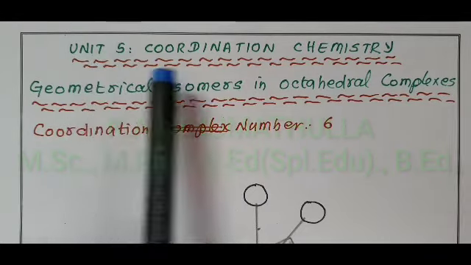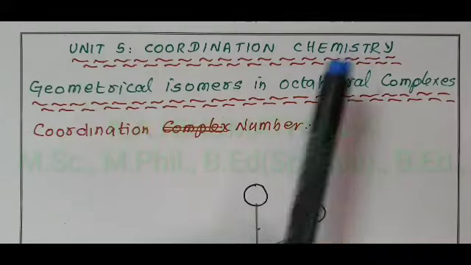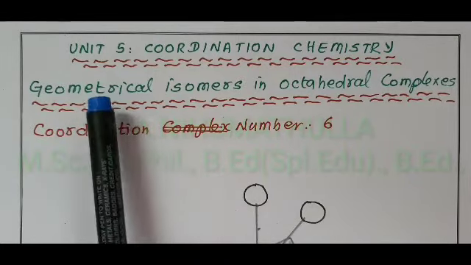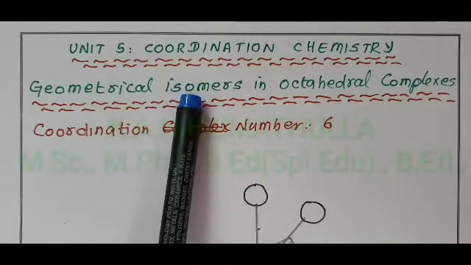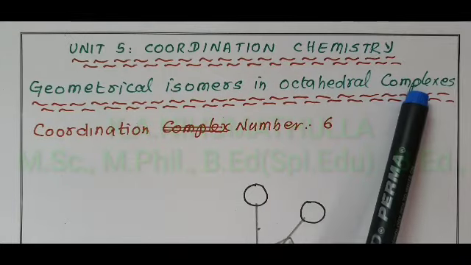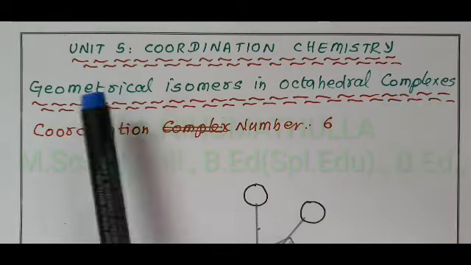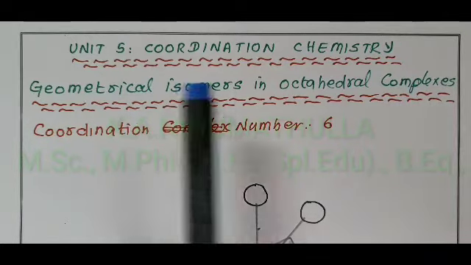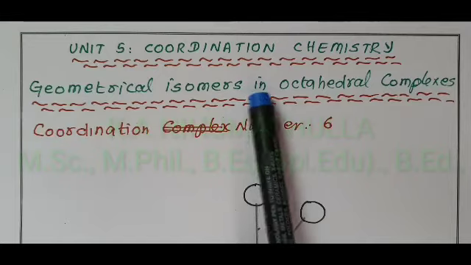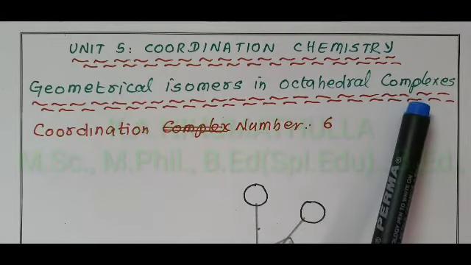Unit 5 Coordination Chemistry. Geometrical isomers in octahedral complexes. In the previous video, we discussed geometrical isomers in square planar complexes, but in this video, in octahedral complexes.